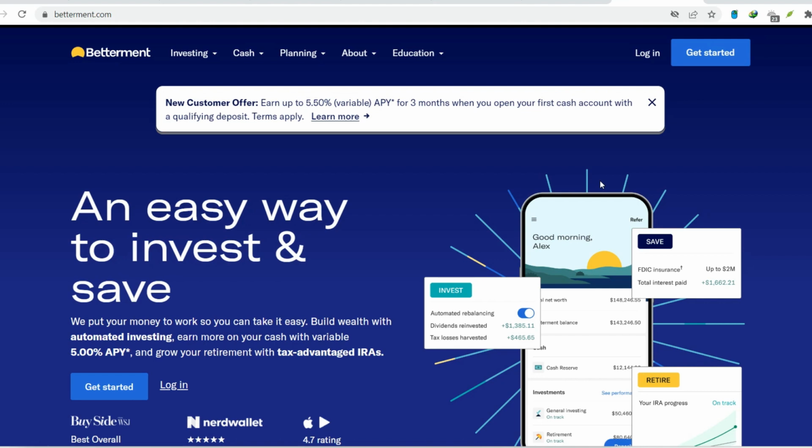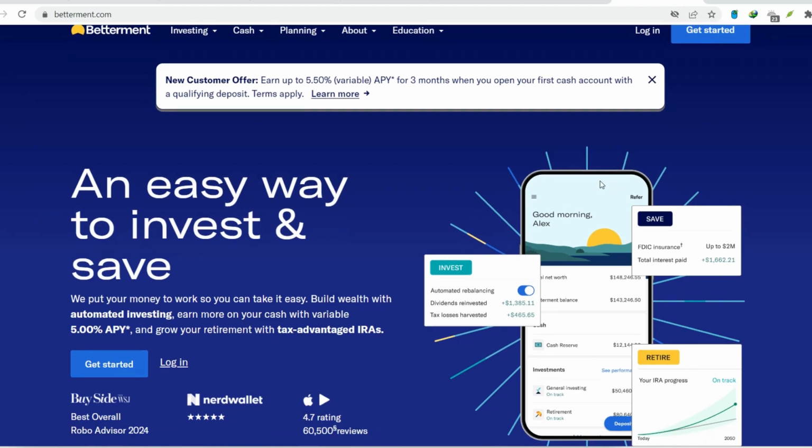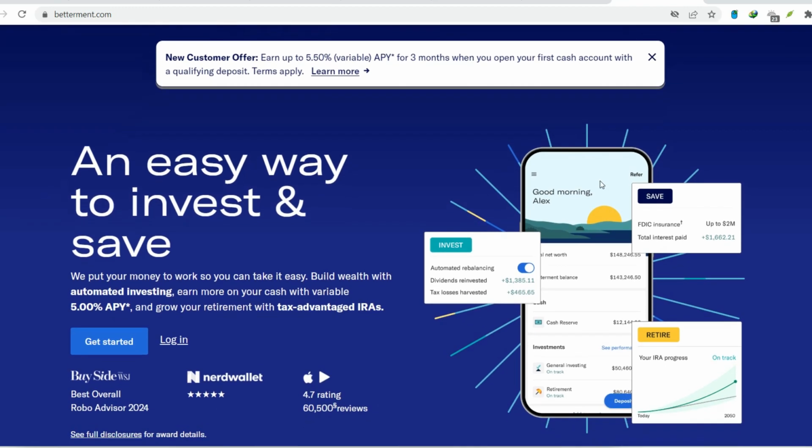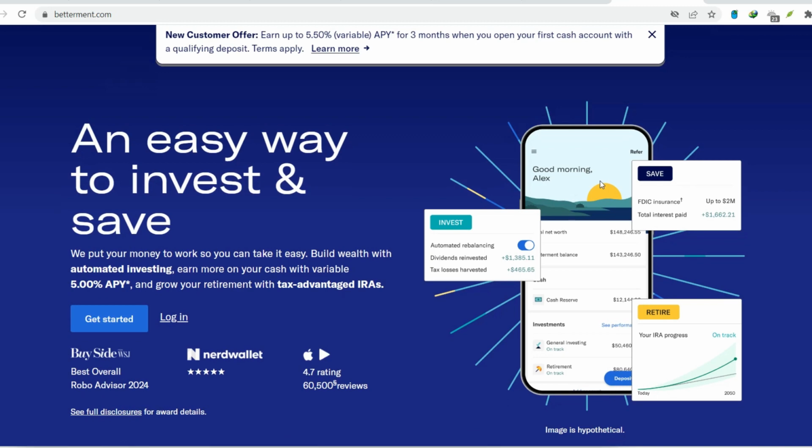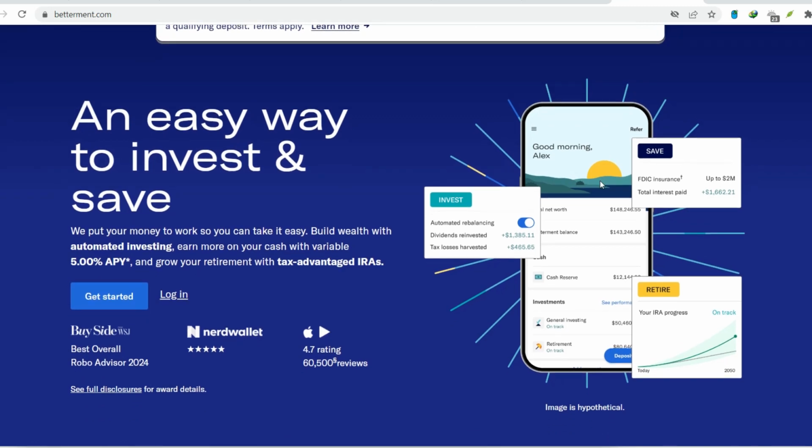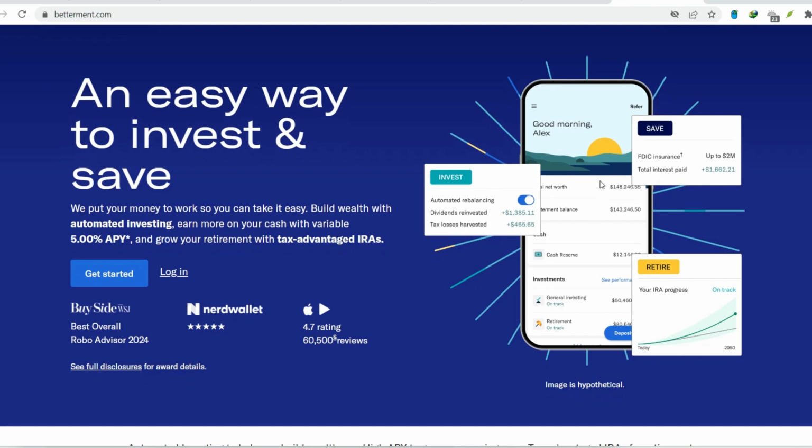Betterment is a fantastic platform to open a Roth IRA and watch your retirement savings flourish tax-free. Their user-friendly interface, automated investing features, and diverse account options make them a strong contender for anyone looking to take control of their retirement future.